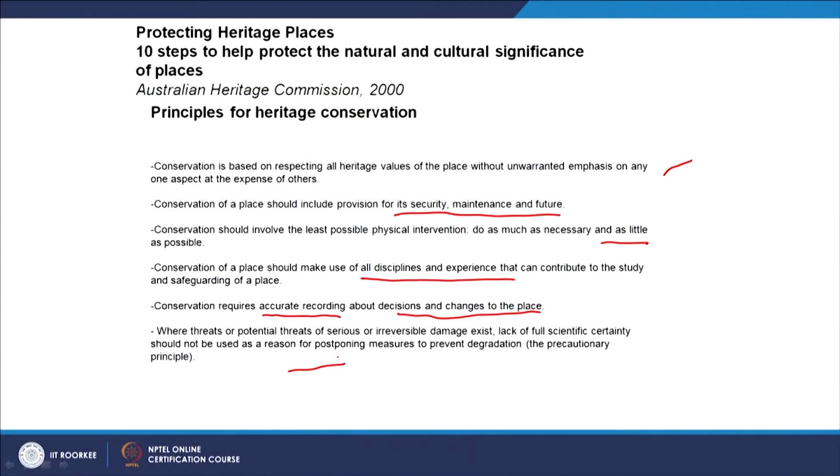So what decisions have been made, when and how. And again, we talked about the threats, where threats or potential threats are serious or exist. Lack of full scientific certainty should not be used as a reason for postponing measures to prevent degradation. So we need to act upon these kinds of threats and risks.